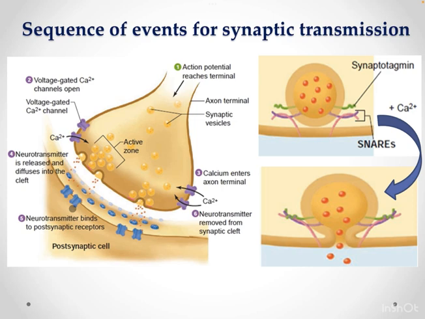in the postsynaptic neuron, and this will generate two types of potential: local synaptic potential, that can be either excitatory postsynaptic potential, EPSP, or inhibitory postsynaptic potential, that is IPSP. Later, the neurotransmitter is removed from the synaptic cleft and this will terminate the synaptic transmission.